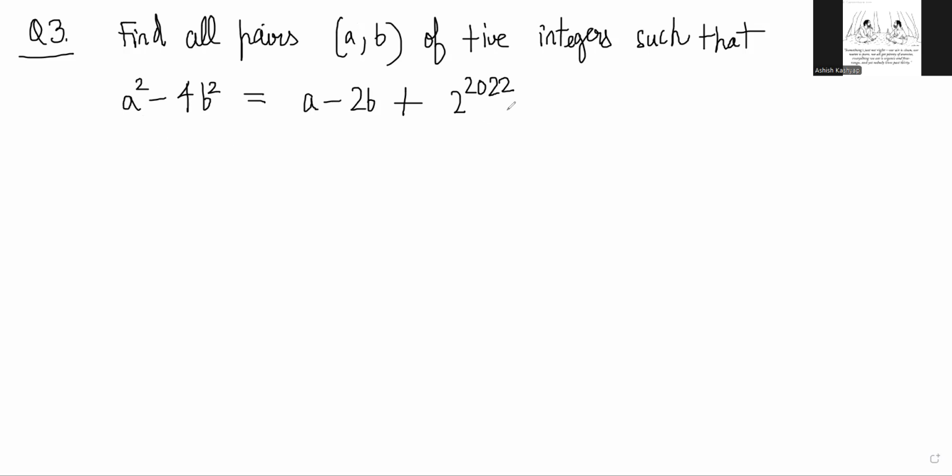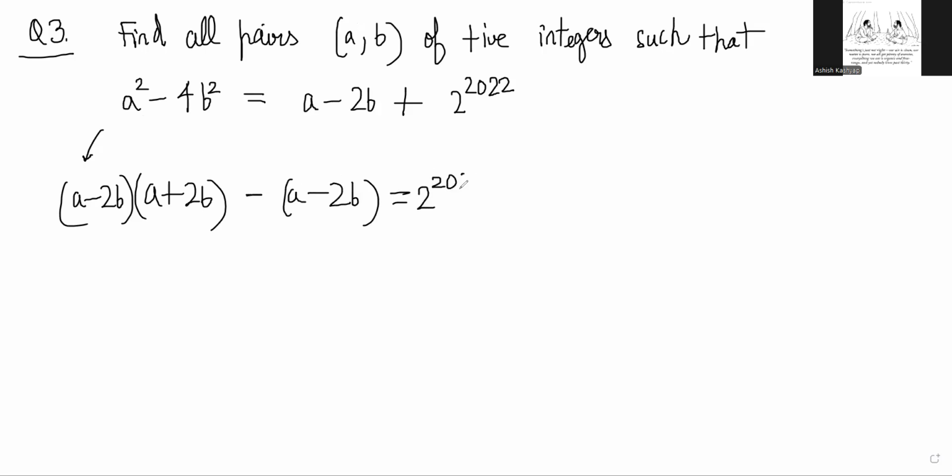This is true. Now, it is obvious here that you will use this identity: a minus 2b into a plus 2b. And bring a minus 2b to this side, it is equal to 2 power 2022. And then we can take the common factor and we get this product.